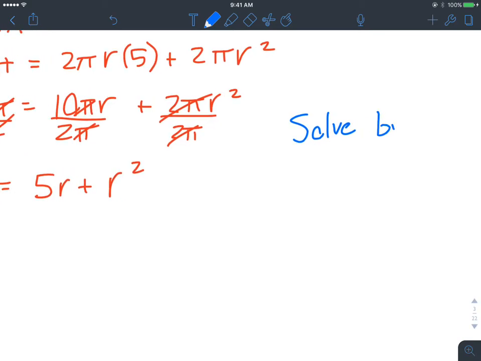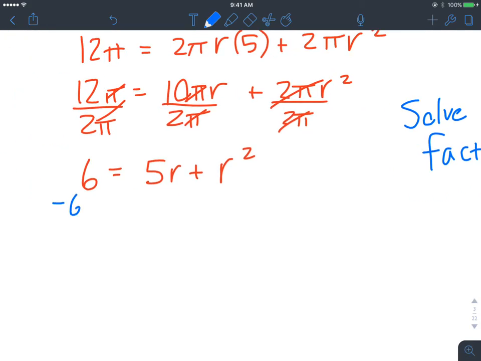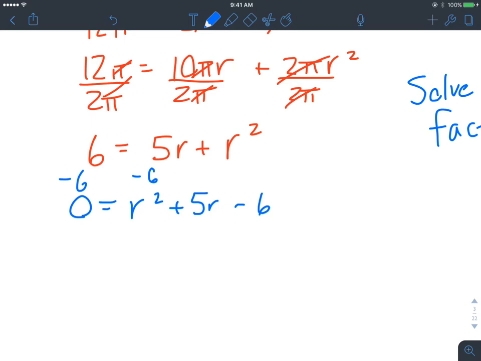So to solve by factoring, what we need to do is subtract the 6 from both sides. We need one of the sides equal to 0. And then I'm going to rewrite it in the correct order, in descending order. So the biggest thing, the r squared, first, and then the next power of r is just regular r to the first. So we'll go plus 5r, and we'll go minus 6. Okay, so I just rearranged the order there, and also moved the 6 over.